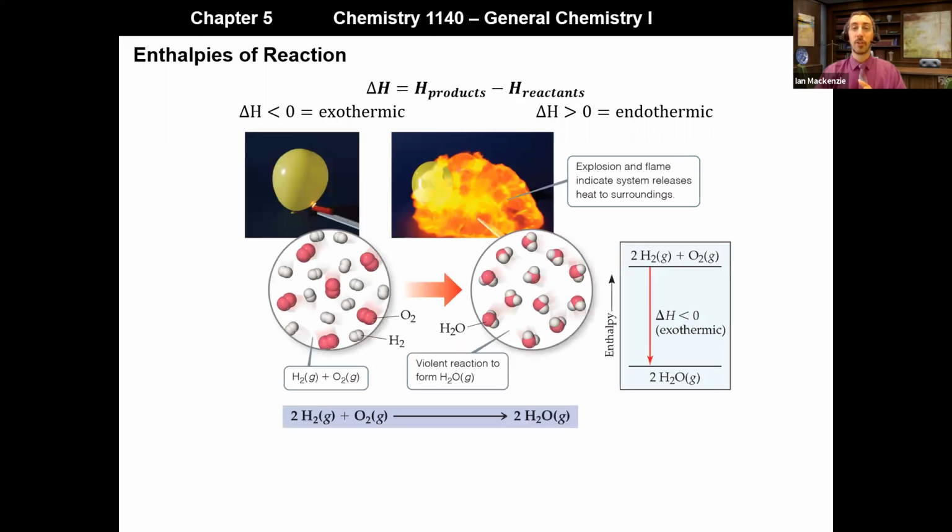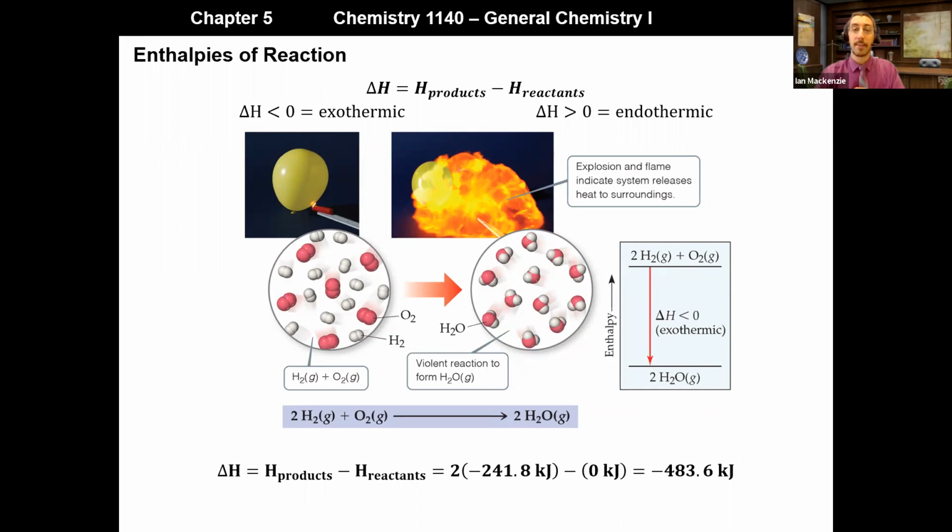Here's an example of a hydrogen balloon igniting and reacting with oxygen. The enthalpy of the hydrogen and oxygen molecules starts out at some value, but then when I go to water, the enthalpy of water is at a lower value. And so the change in enthalpy is negative, because it's products minus reactants, and thus I have an exothermic reaction.